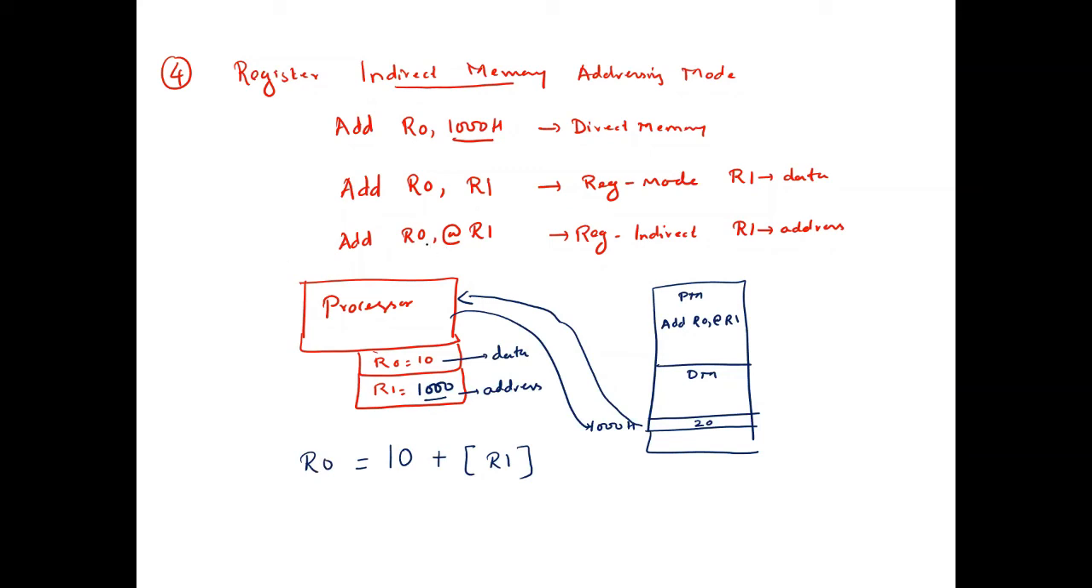So what is the description I can write for this instruction? R0 content is added with the content of memory location whose address is specified by R1. Similarly, we have another type of addressing mode.